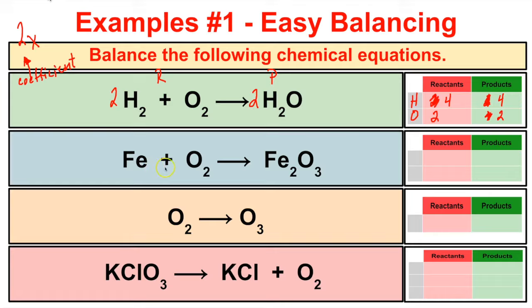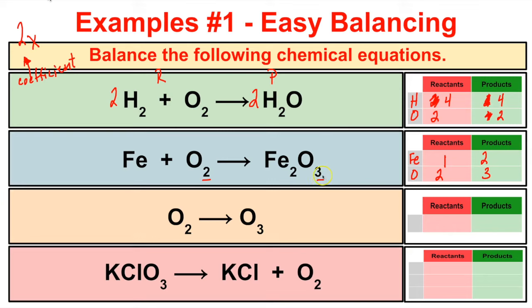Let's take a look at this example right here. If we take a look at our chemical equation, we've got iron in this and we have oxygen in this, and as it sits right now we have 1 iron on the reactant side and we have 2 irons on the product side. We have 2 oxygens on the reactant side and we have 3 oxygens on the product side. So our chemical equation is unbalanced, and if we take a look at these oxygens, we have 2 here and 3 here.